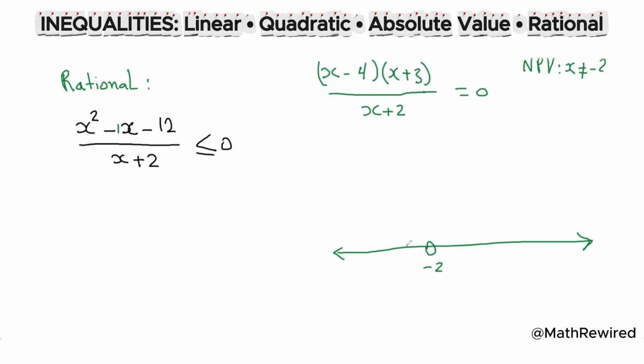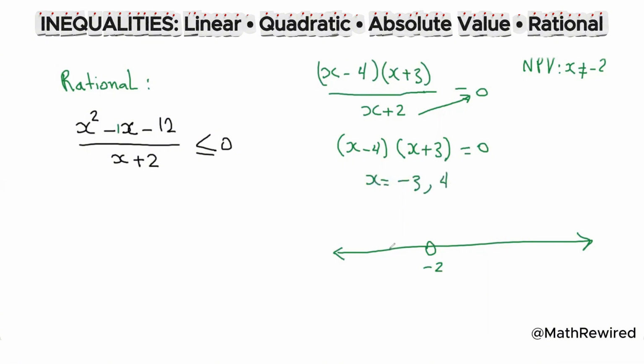So you don't shade that one. That's just the value that you cannot have because you cannot divide by zero. Now let's solve this. To solve this, I cross multiply the x plus 2 into the 0. So basically it gives me (x - 4)(x + 3) equals 0.